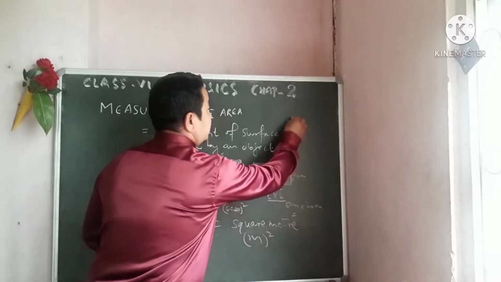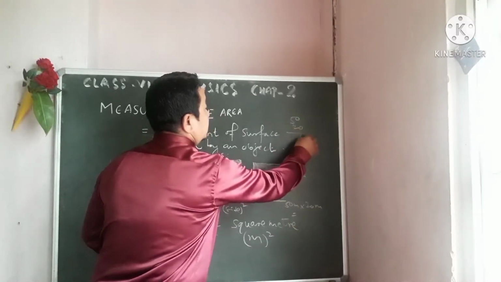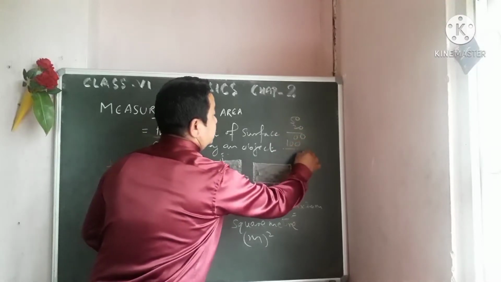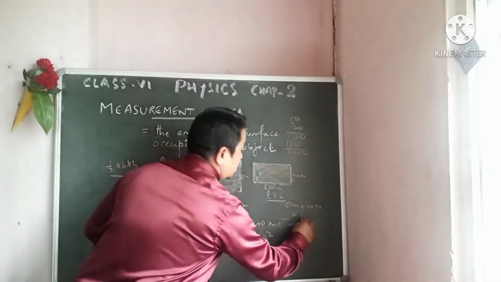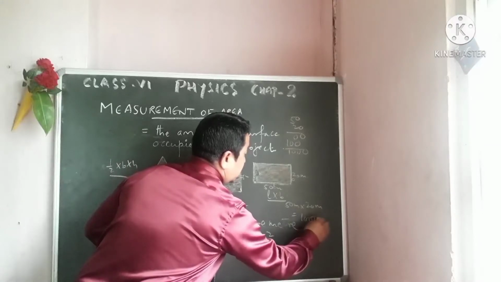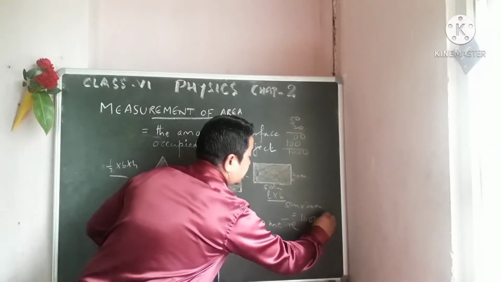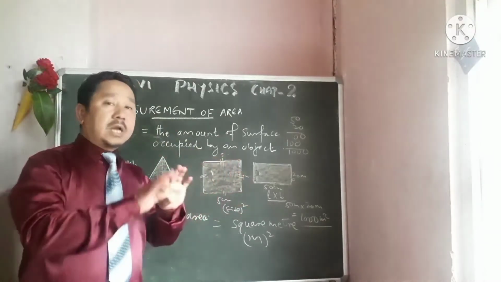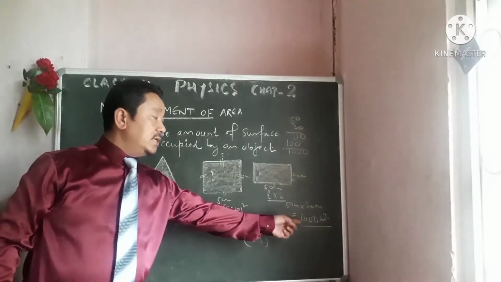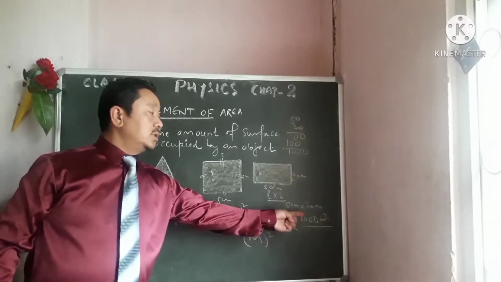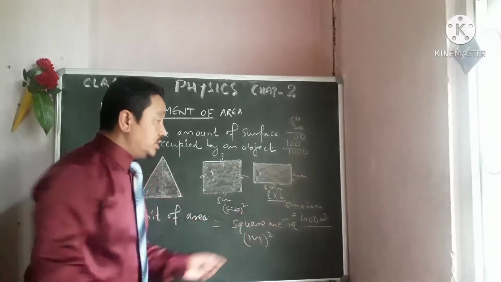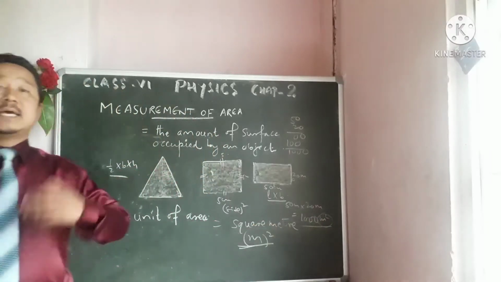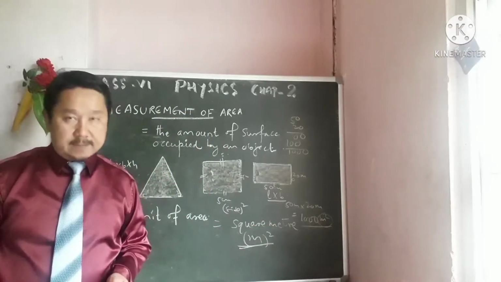50 into 20 is how much? Two zeros are 0, 2 fives are 10. So 0, 0, 0, that means 1000. M into M means square meter. So your school ground's area is how much? 1000 square meter. So this square meter is used here. That is the SI unit of area.